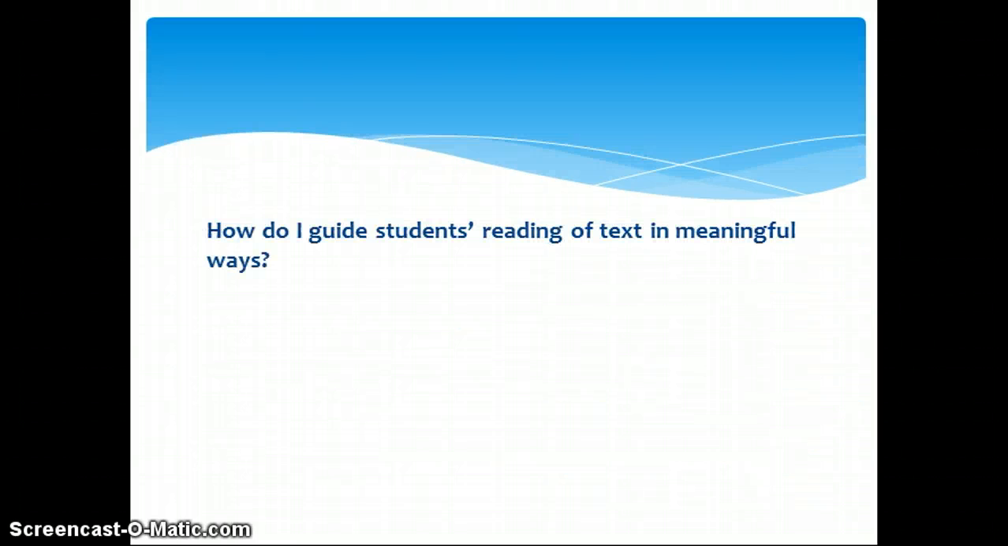So one of the key concepts or questions that you want to keep in mind throughout this session is, how do I guide students' reading of text in meaningful ways? So this is really the question that should influence the planning and the selection of strategies that you use when planning for reading in the content areas.